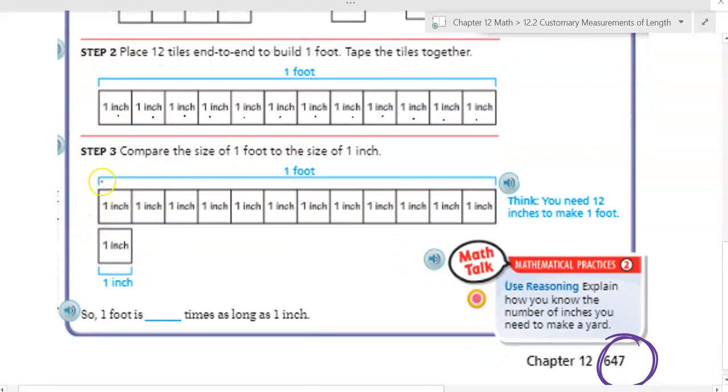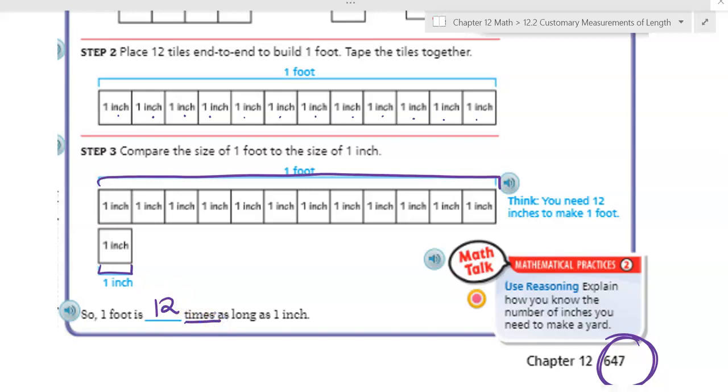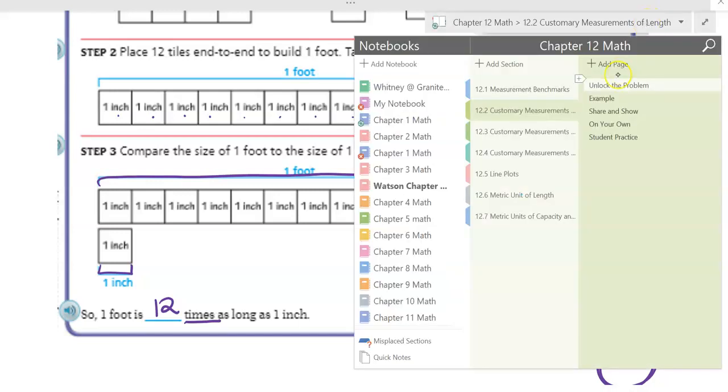So let's compare them. How does this 1 foot or 12 inches compare to 1 inch? Well, 1 foot is 12 times larger than 1 inch because it's 12 of those inches end to end. So 1 foot is 12 times as long as 1 inch. Okay, now what we're going to do is take this information and apply it to a problem. So let's go to our next example.